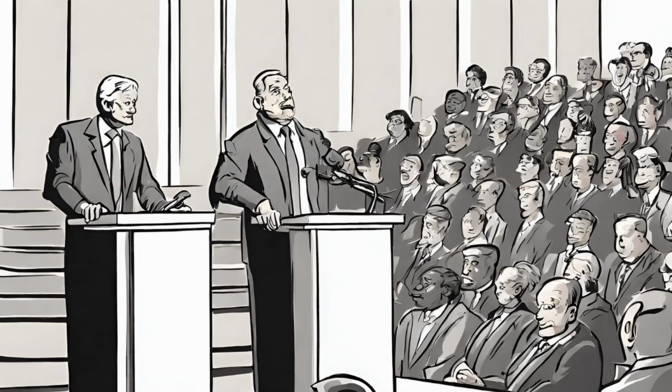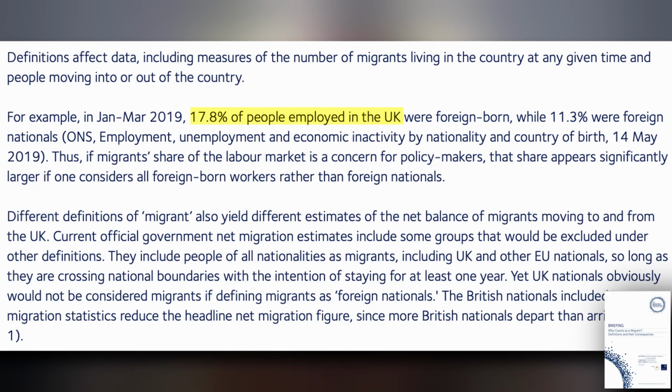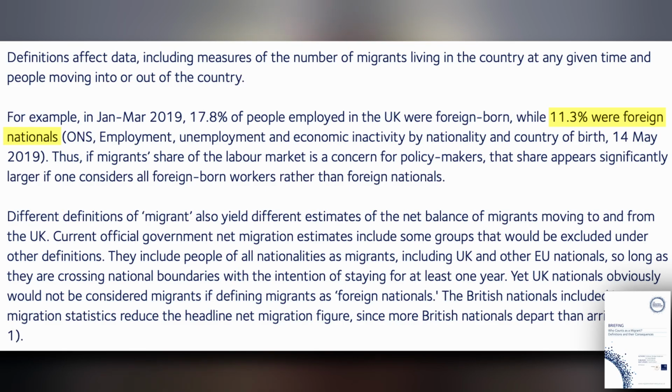So imagine a public debate. According to the ONS, between January and March 2019, 17.8% of the population employed in the UK were migrants. This is true using the definition of foreign-born. If you only count foreign nationals, the number is 11.3%. So the next obvious definition to use would be foreign nationality as the defining characteristic of a migrant.